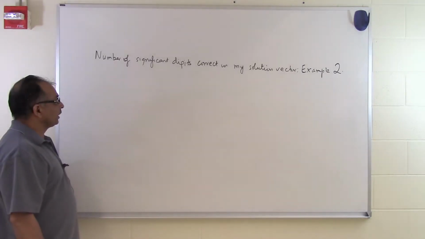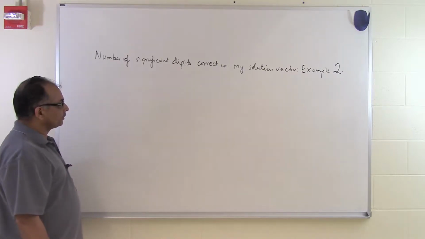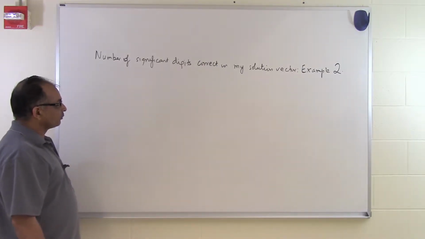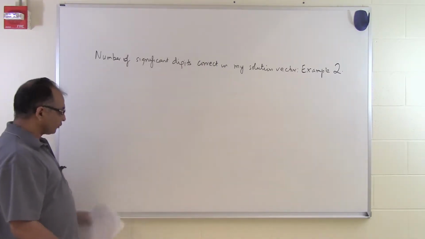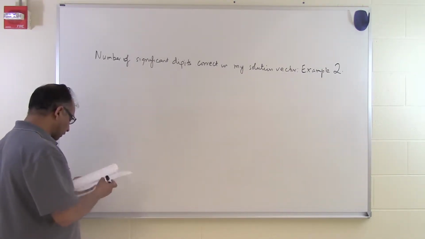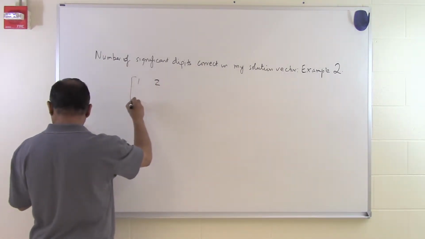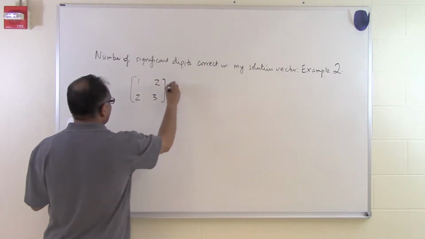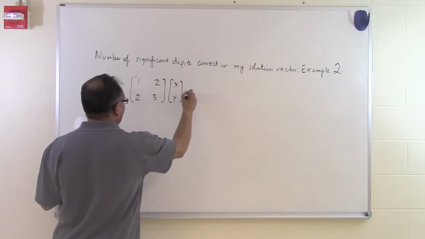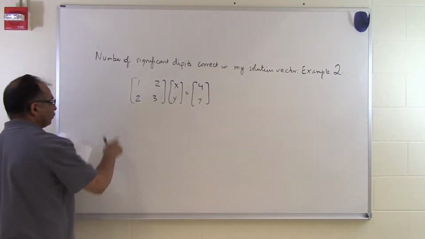In this segment, we'll take an example to see that if somebody is asking us to solve a set of simultaneous linear equations, how can we figure out how many significant digits we can trust in our solution. So let's suppose somebody gives you a set of equations which looks like this: [1, 2; 2, 3] times the unknown vector [x, y] is equal to [4, 7].